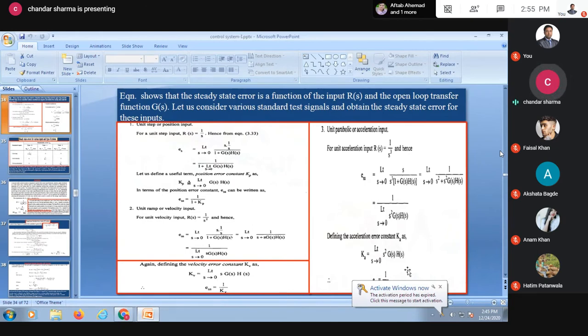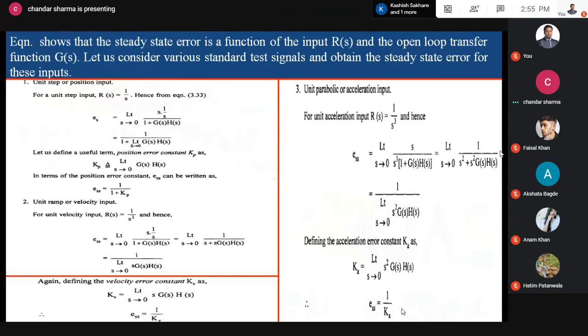So you all know, for a step or position input, step input is also called position input. For a unit step or position input, r(t) is 1. Therefore, the Laplace transform of 1 is 1 by s. Hence, we substitute this value in the equation of steady state error. In place of R(s), we substitute 1 by s.